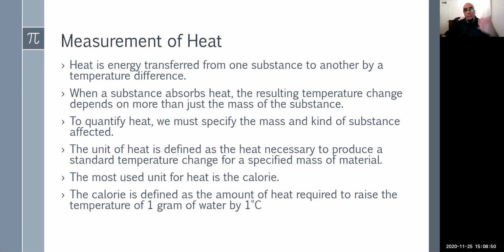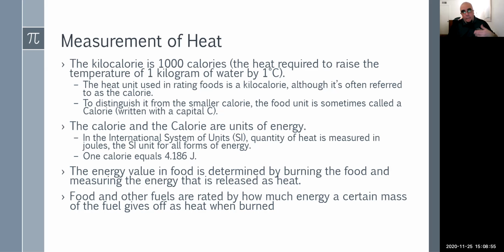We use that to define all of our food as calories, right? The kilocalorie is kind of what we're used to seeing. Even though we don't think about it, all of our food is measured in kilocalories. The heat required to raise 1 kilogram of water by 1 degree Celsius. Well, why do we measure in kilocalories?